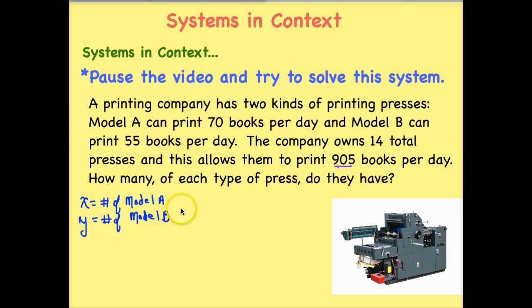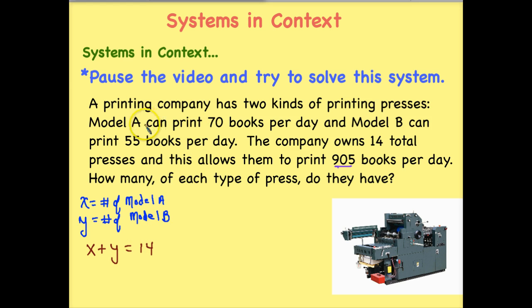When you're working with contextual problems, always define what your variables mean. We want X to be the number of Model A presses and Y to be the number of Model B presses. Now let's think about what we have. The company owns 14 total presses, which means that if we take X, the number of A presses, plus Y, the number of B, we would have 14 total presses. There's one of our equations right there.